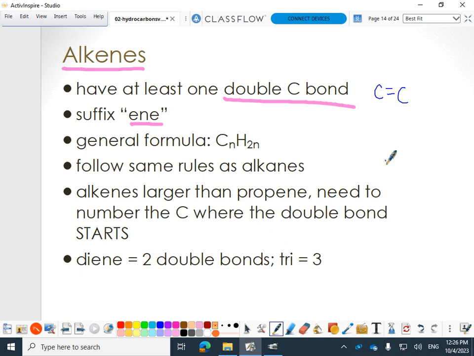Okay? So as soon as you have at least one double bond, then the ending is going to change to ene. And in a very rare case, just like with 2 methyl groups or 2 ethyl groups, if you have 2 double bonds, you can put di. If you have 3 double bonds, then you would put tri. But that is very rare. Okay?